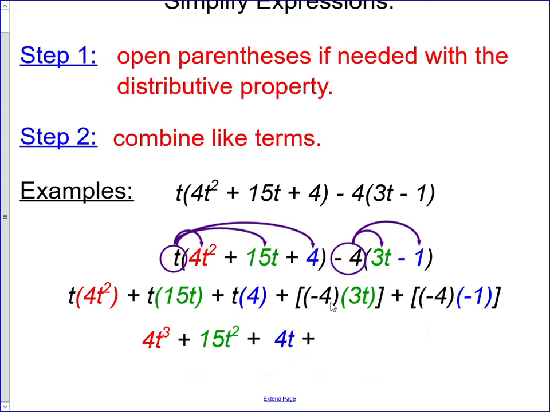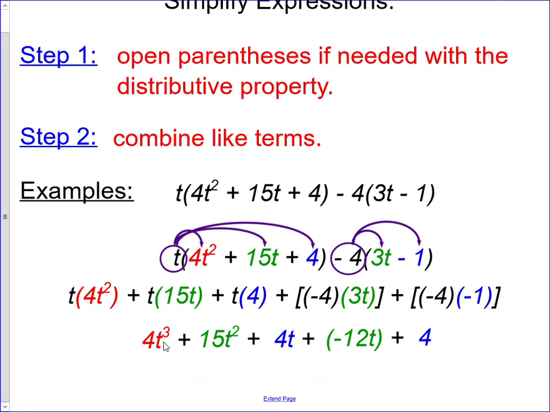Here we have -4 times 3t, which would be -12t. And then last but not least, we have our constants, which is -4 times -1, which would be a +4. Now it's just a matter of combining like terms if I can. When I'm looking at this, the only thing I can combine are these two terms here.